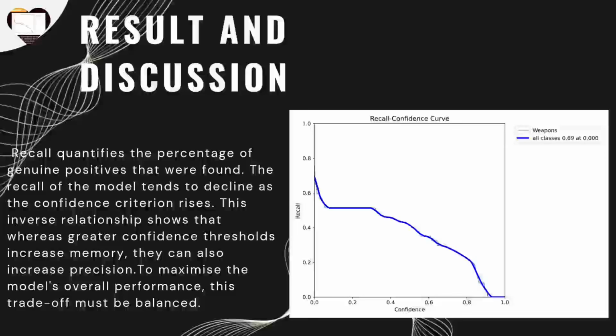The next graph is the recall confidence graph. Recall quantifies the percentage of genuine positives that were found. The recall of the model tends to decline as the confidence threshold rises. This inverse relationship shows that whereas a greater confidence threshold increases precision, it can also lower recall. To maximize the model's overall performance, this trade-off must be balanced.